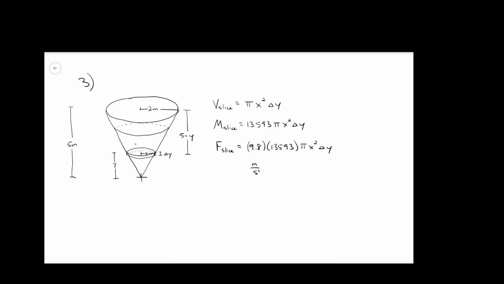We don't need that. Times 13,593 kilograms per cubic meter, right? That's the units of the density. Pi doesn't have any units. X squared, x has to be a unit of meters, so that's meters squared. And then delta y also has meters as its unit. So look at the units here. Meters squared times meters, that's cubic meters, which is going to cancel with that.